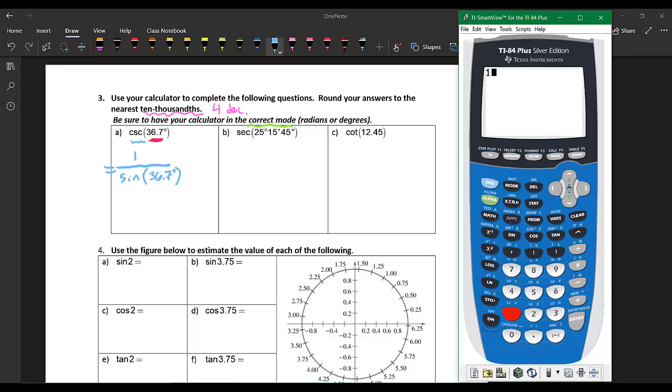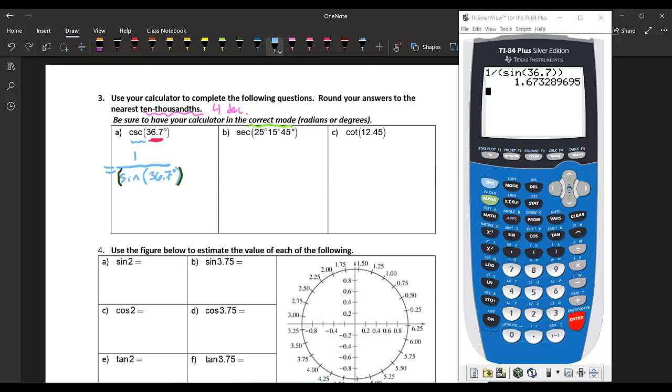We type in 1 divided by, and now I want my denominator to be grouped all together. So I'm actually going to insert a second pair of parentheses to group my entire denominator together. So open parentheses, sine of 36.7, close parentheses on my angle, close parentheses for my denominator, and then I hit enter. When I do that, I see that I have 1.67328 and so on.